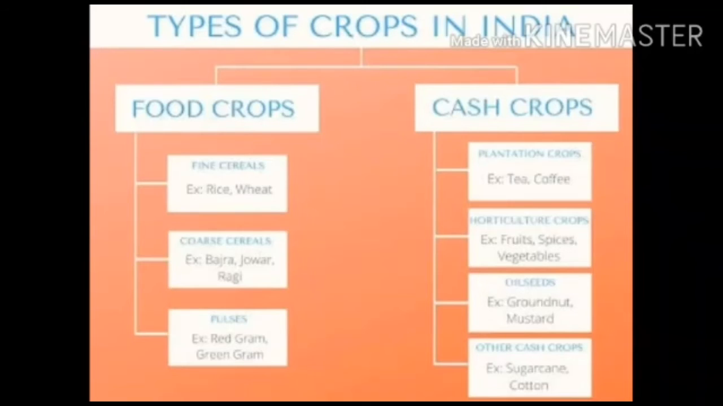So what about the cash crops? Cash crops are grown by the farmers mostly for selling in the markets to earn money. Examples of cash crops grown in India are sugarcane, spices, tea, coffee, oil seeds, cotton and jute. So this is the difference between food crops and cash crops.